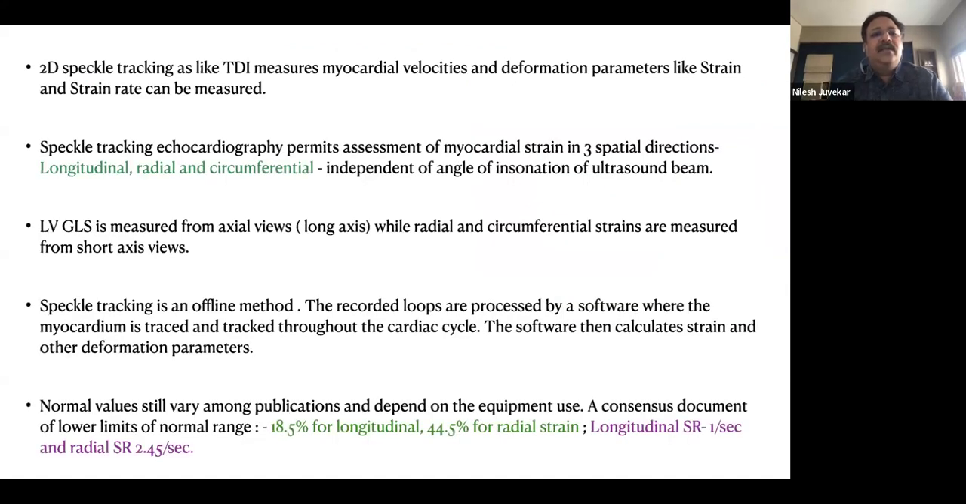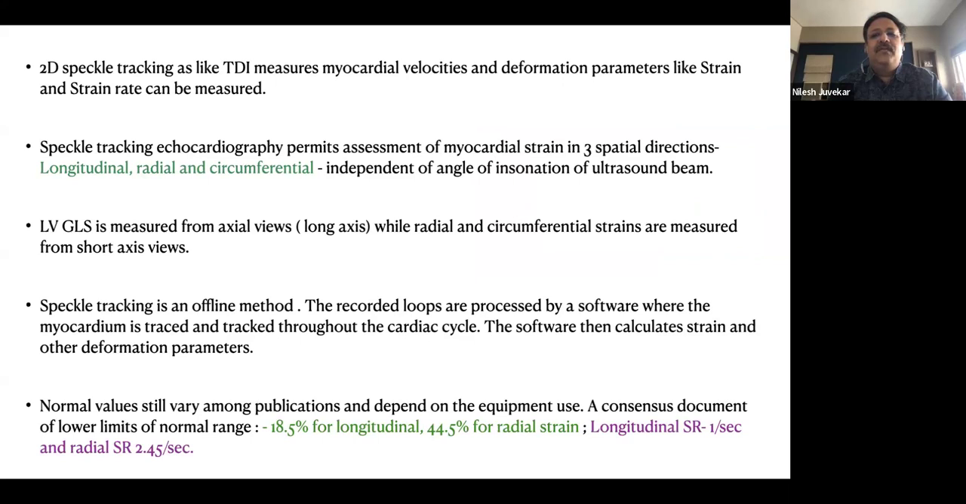Now it can be done either by 2D or by 3D. In 2D speckle tracking, it is like a function of tissue Doppler imaging, which measures the myocardial velocities, and the various deformation parameters like strain and strain rate can be measured.